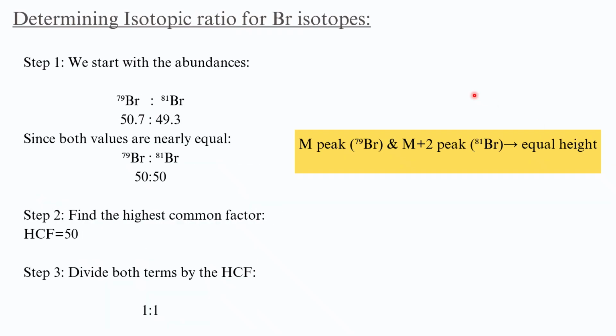Now let us determine the isotopic ratio for bromine. We will follow the same steps. First we will write their abundance. Since we can see that their abundance is closely equivalent to 50, we will round them off, and this is what we get. Now the HCF for this value will be 50 only. So if we divide them, the ratio that we get at the end is 1:1. This means both the bromine isotopes will give equal height. Remember this because this will help in solving the questions.